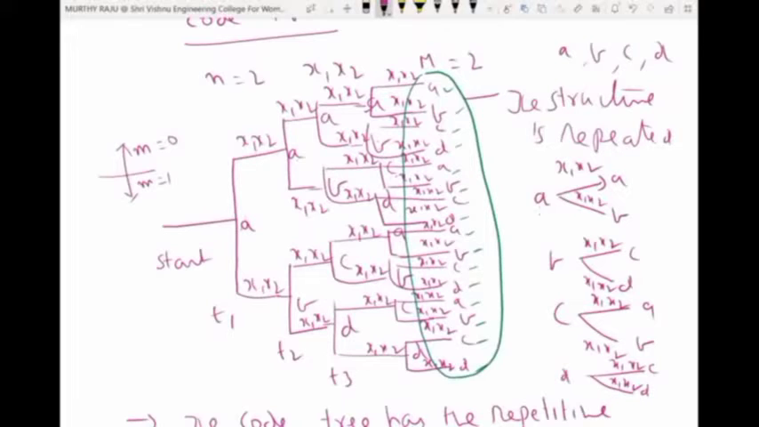Consider after 3 levels, that means T1, T2 and T3. The code tree has a repetitive structure shown in the figure. With the help of that repetitive structure, we have to construct the code trellis. Code trellis is also a graphical representation of the state transitions. With the help of these signal flow graphs, we learn how to construct the code trellis.